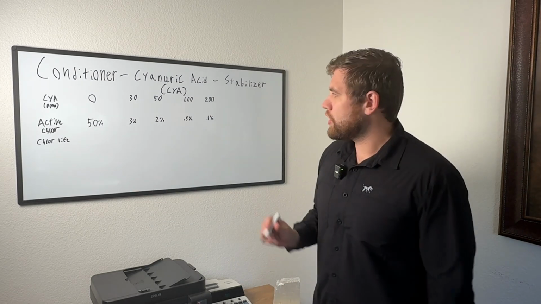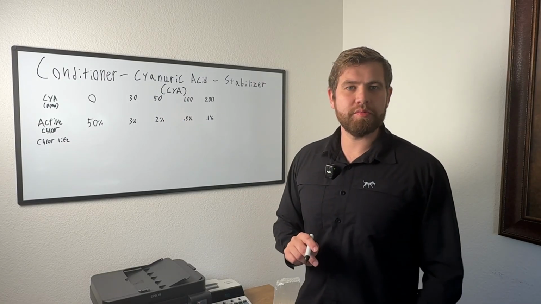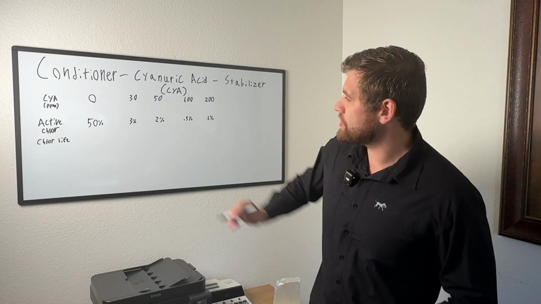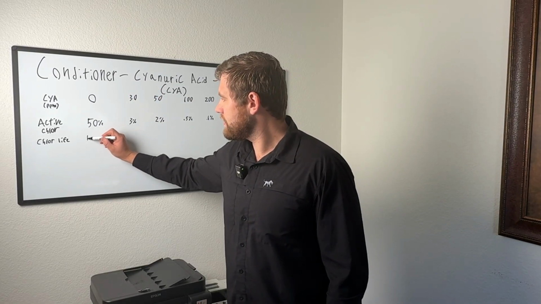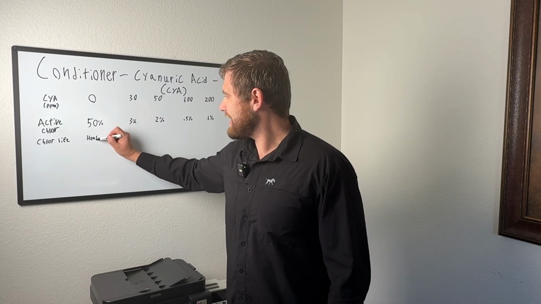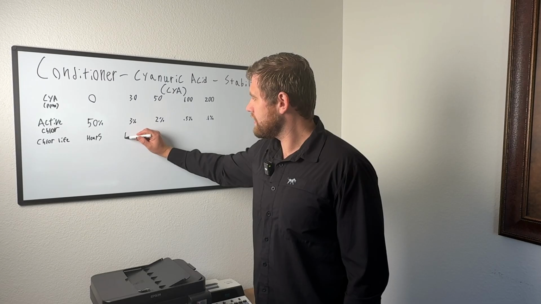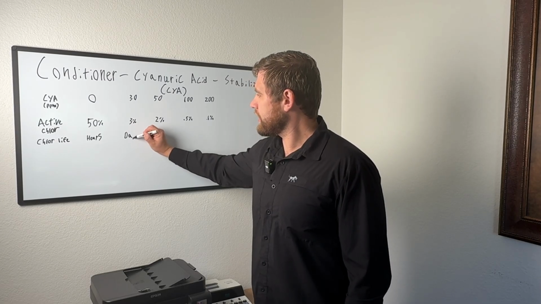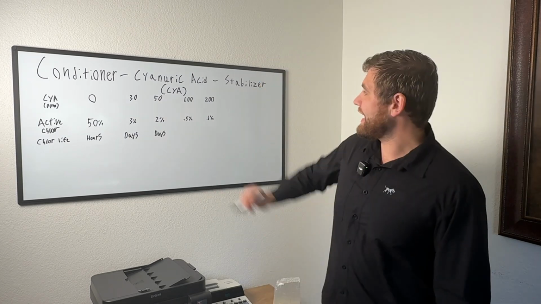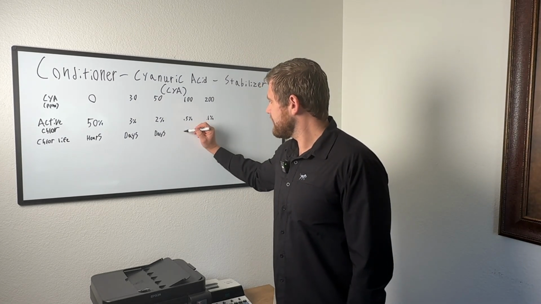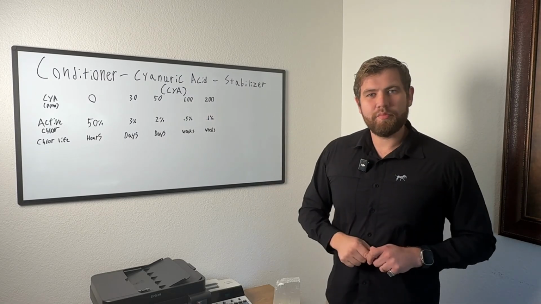Because chlorine, when the water is not conditioned, is very vulnerable to sunlight. And so if you have no conditioner, your chlorine life is measured in hours. Now at 30 to 50 parts per million, your chlorine life is measured in days. And at 100 to 200 parts per million, it's measured in weeks. So hopefully that paints a pretty good picture.